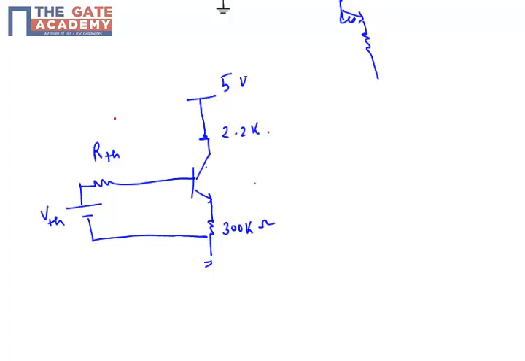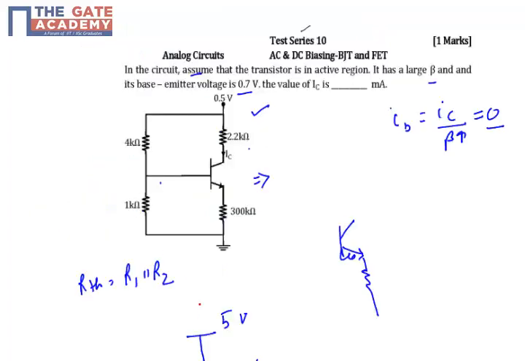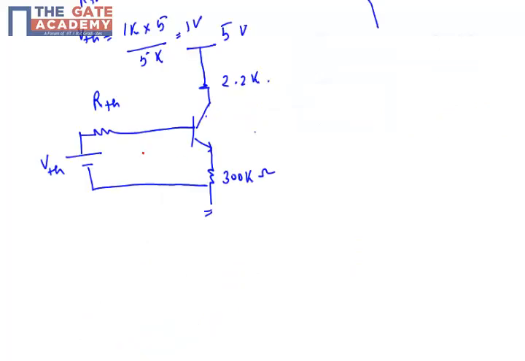Okay. The question says RTH is basically the parallel combination of R1 parallel R2. R1 is 4K and R2 is 1K, which is 4K parallel 1K, and VTH is nothing but 1K into 5 upon 1K plus 4K, which is 1 volt. So VTH is given as 1 volt.